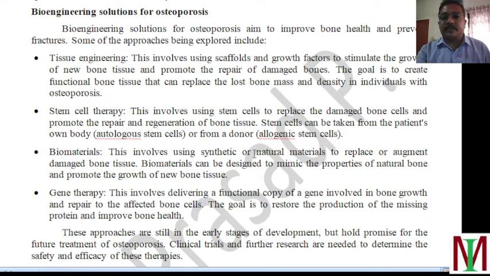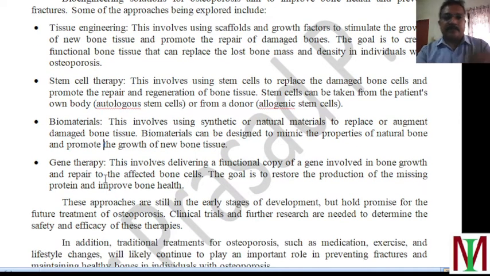Biomaterials are also used to replace or augment damaged bone tissues, which will function as that of the bone. Many materials are there, which I will explain on the next page.